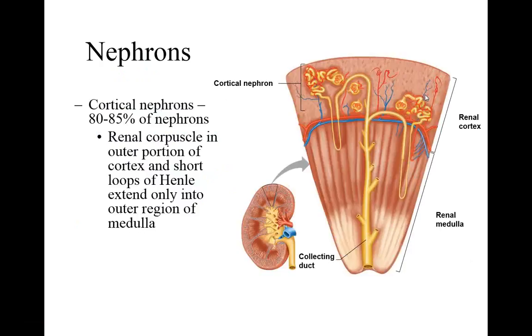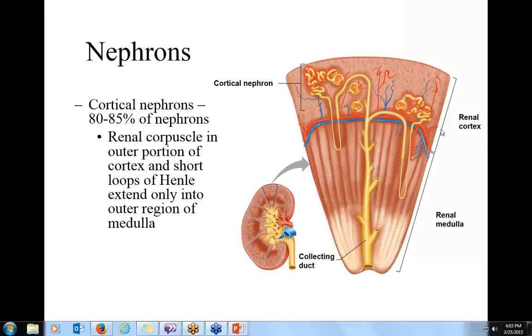Now there are two types of nephrons. The first type is cortical. Cortical meaning, when you see the word cortex, that usually means the outer part. So the cortical, most of the nephron is located in what's considered the cortex of the kidney. And about 80–85% of your nephrons are considered cortical.